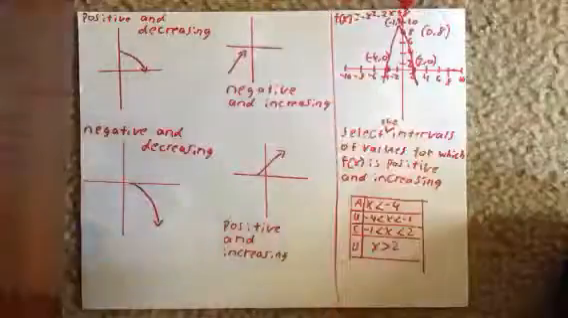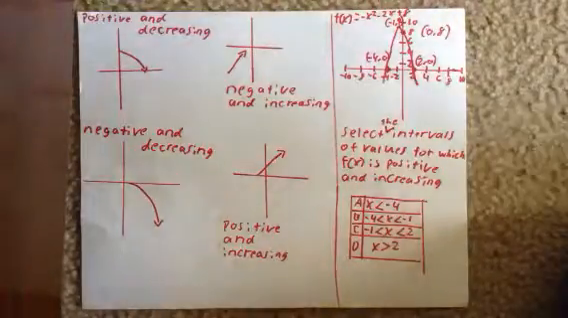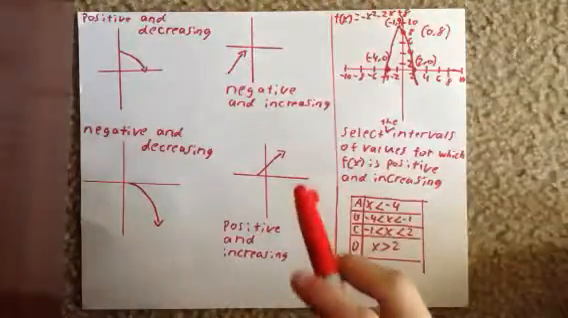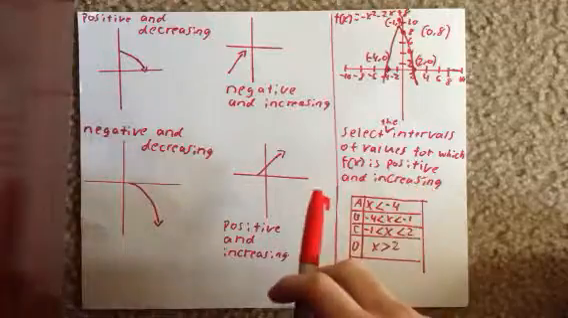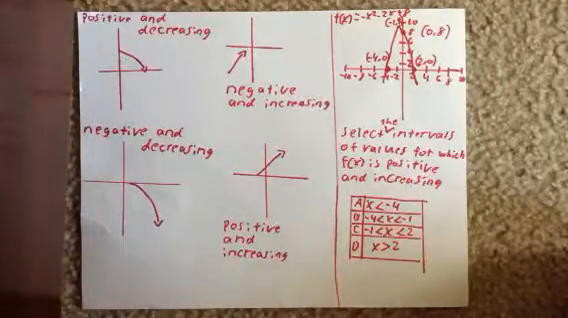Sorry, the function is small. I wrote it in afterwards because I forgot about it and had to squeeze it in. But it's told us to find the intervals of values for which f of x is positive and increasing. So first we need to know what that means.